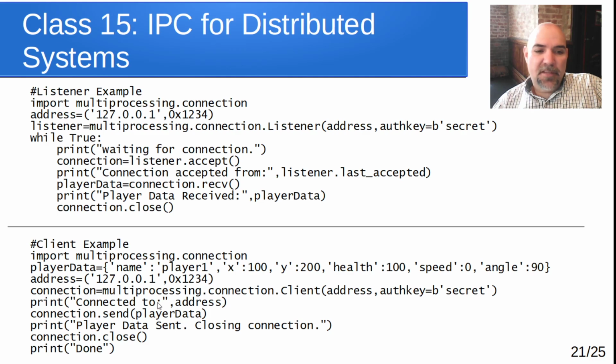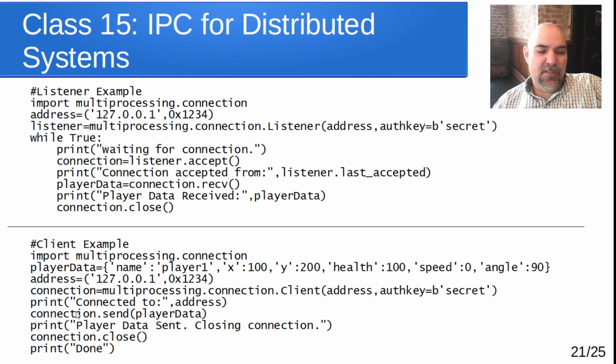So in this case, I did an example where I'm passing in this dictionary called player data that has the player's name, their X position, their Y position, their health, their speed, and their angle. And I'm going to pass that entire object in. And notice how easy that is to do with this connection object. So multiprocessing.connection.client. We pass the address of this same server along with the port number to it. We provide the same secret authentication key. That allows the connection to then be created.